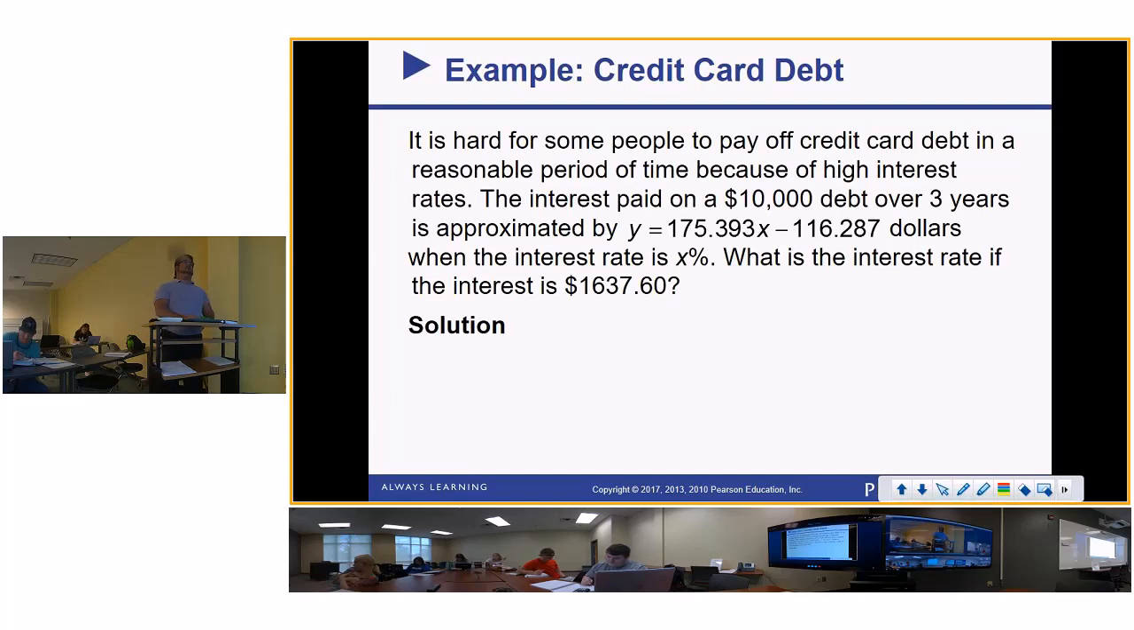Anytime you want to find the x-intercept, you plug in something for y. Anytime you want to find x, you plug in whatever for y. And they're giving you y right there, so solve it. Or you can say y is equal to 1637.6 in your calculator, and you can find out where they intersect, and that would be the answer also.